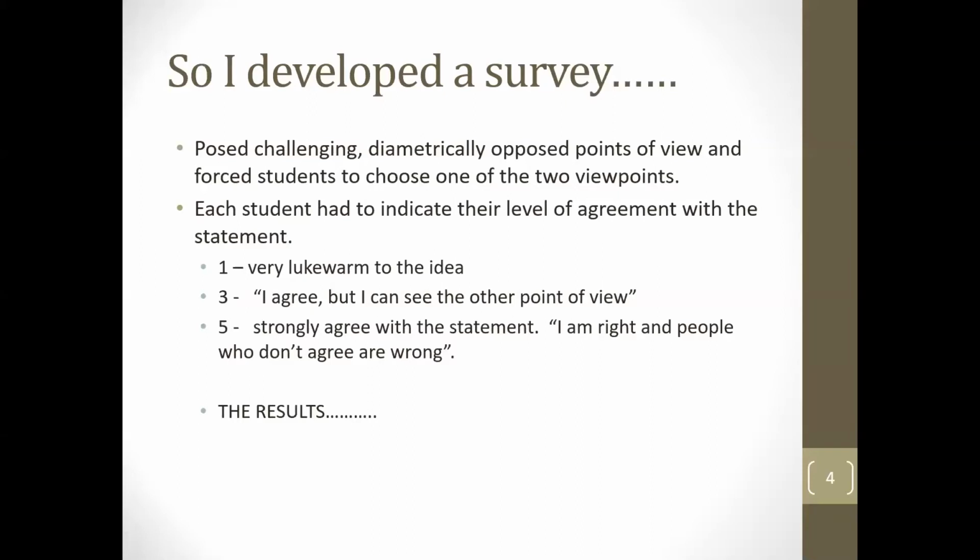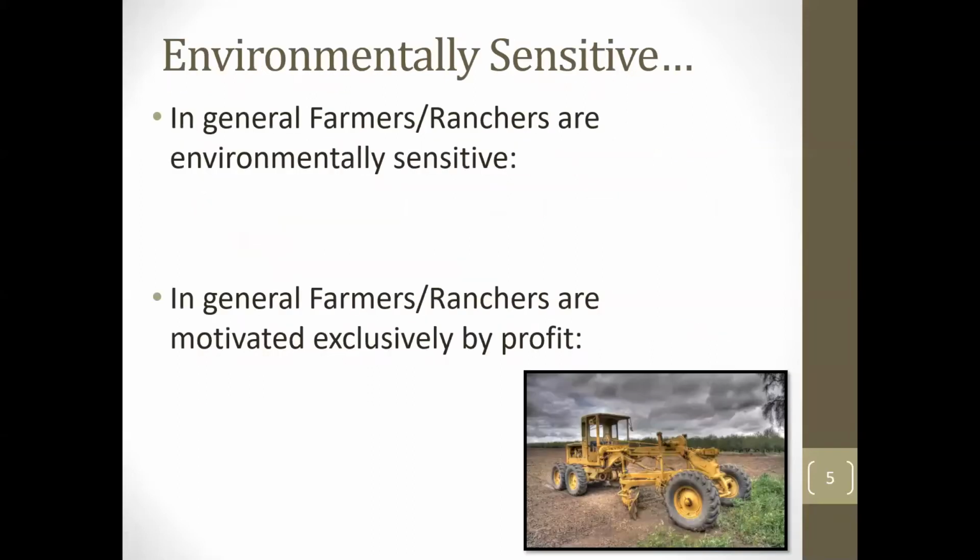So let's get into the results. The first part of the survey tackled environmentally sensitive issues, right? This is 2 points. In general, farmers and ranchers are environmentally sensitive, or in general, farmers and ranchers are motivated exclusively by profit. Now remember, students had to choose one of these 2 options. There was no in between.